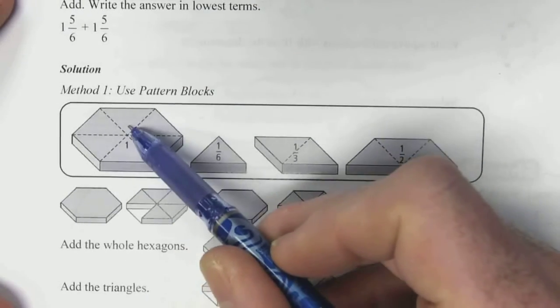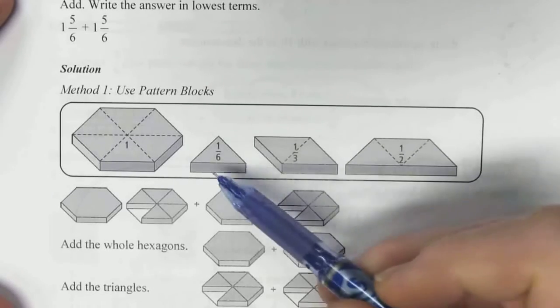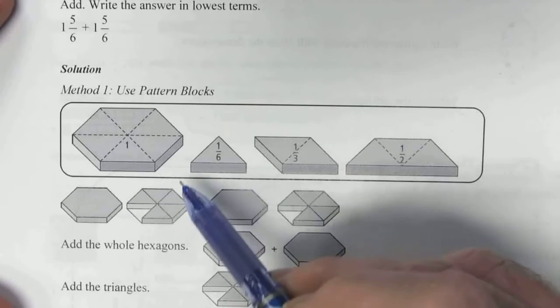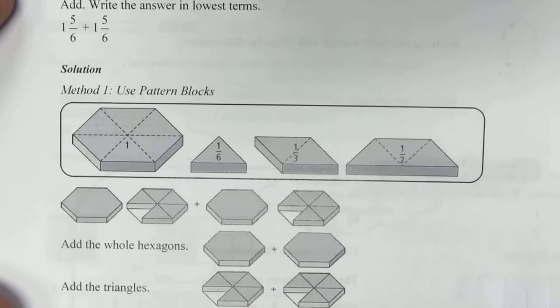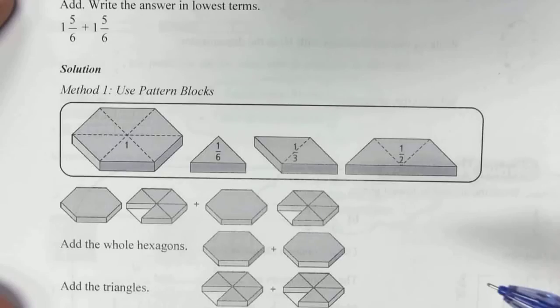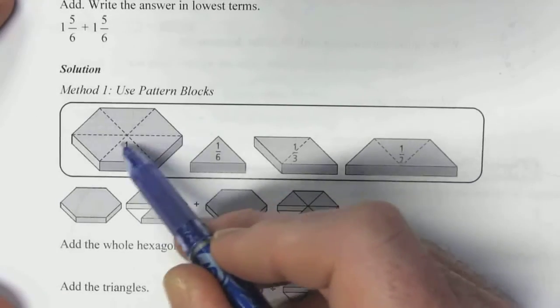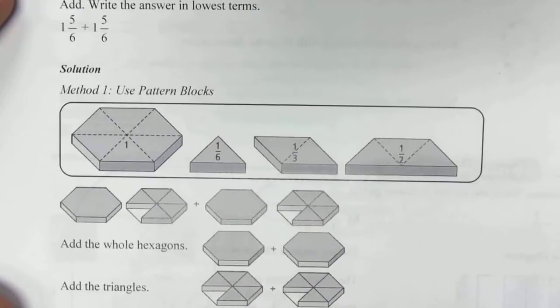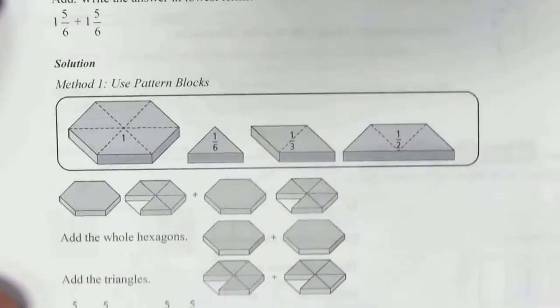Here we've got one whole unit, and then we've got 1, 2, 3, 4, 5, 6 pieces here. So that's part of another whole unit. This is 1/6. Two of them makes it 1/3, because you can have a third of it here. And then 3 pieces together creates half of the shape. So that's what this is.